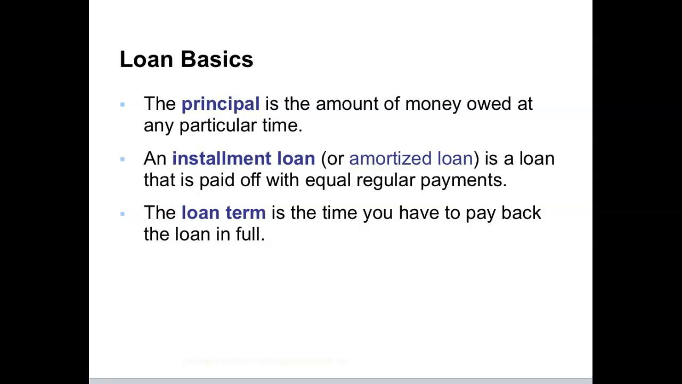All right. What you do need to write down is this. So here's our vocab for loan basics. The principal is the amount of money owed at any particular time. An installment loan or an amortized loan is a loan that is paid off with equal regular payments, and the loan term is the time you have to pay back the loan in full.